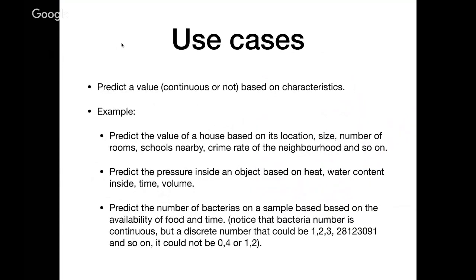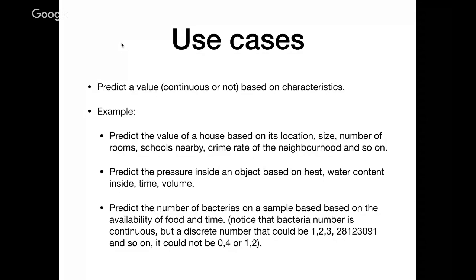So that's the use case: predict values, continuous or not. I'll talk about why not always continuous. For example, predict the value of a house based on its location, size, number of rooms, schools nearby, crime rate of the neighborhood, and so on. These would be the variables of each sample that you'll be using to train your model with respect to the price of the house. Location, size, number of rooms, and so on would be the variables I just talked about.